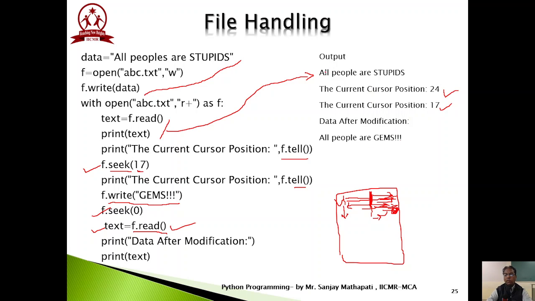So what we did: this was the previous status of my file, "all people are to fit". This is the content of my file. This was just for verification of where my current file pointer is. Later I shifted my file pointer to character number 17, at this position. Then I wrote the new word, James, so this gets overwritten by James. So I will get the output "all people are James".